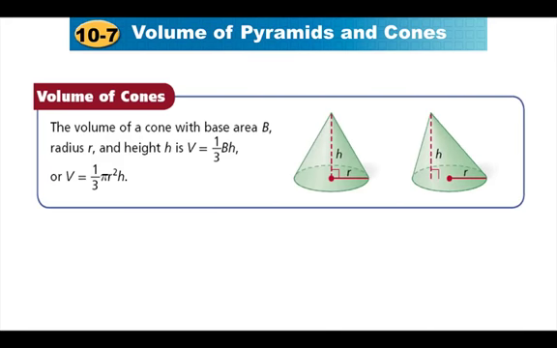Now this is a different formula for a cone, but you're going to notice it's not too different. So to find the volume of a cone with base area B and radius r and height h is equal to 1/3 the area of the base times the height. So whatever this is, the area of this base, but you know that this is a circle, that's why you see pi r squared, and then times the height, and then divided by 3 or multiplied by 1/3. Let's go to the next slide and apply this.